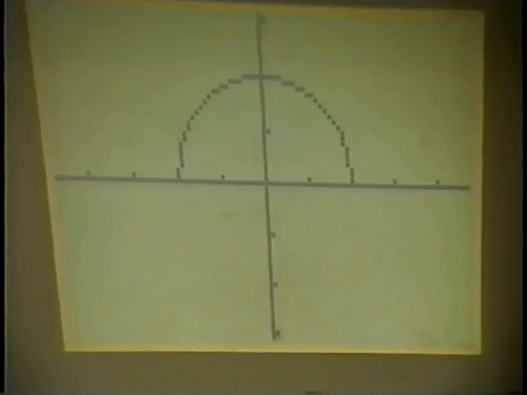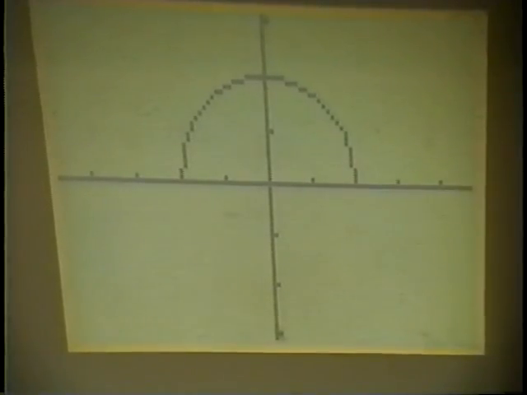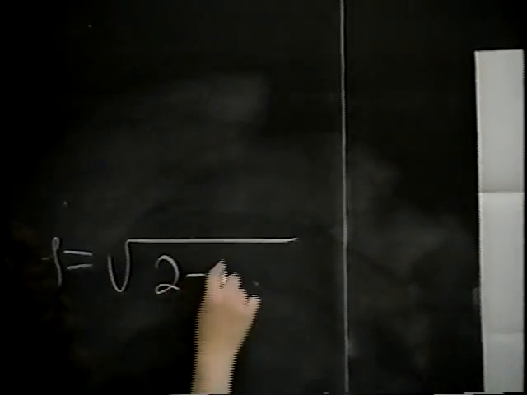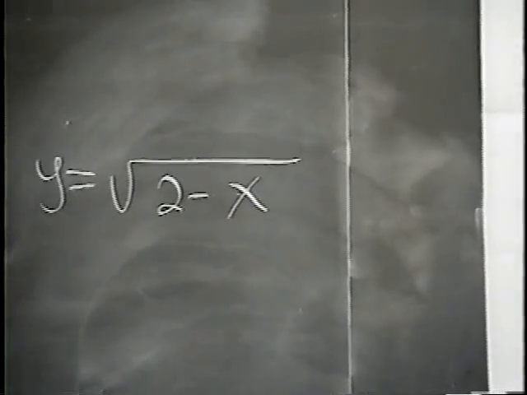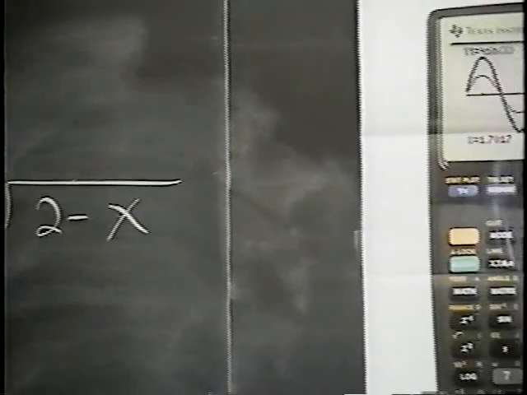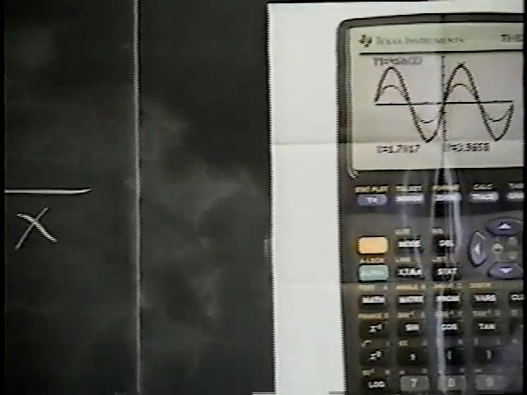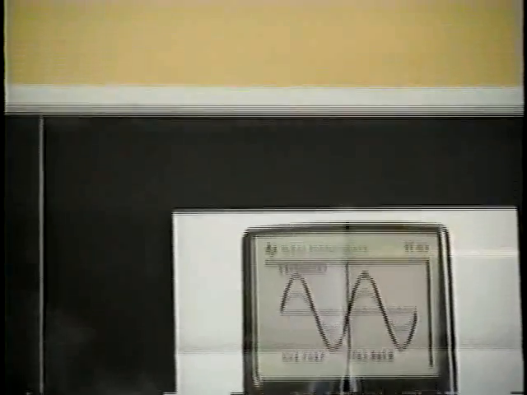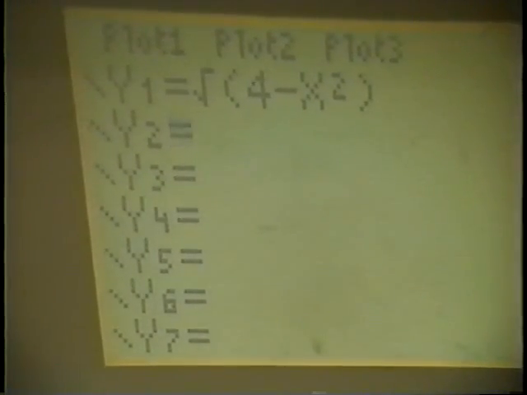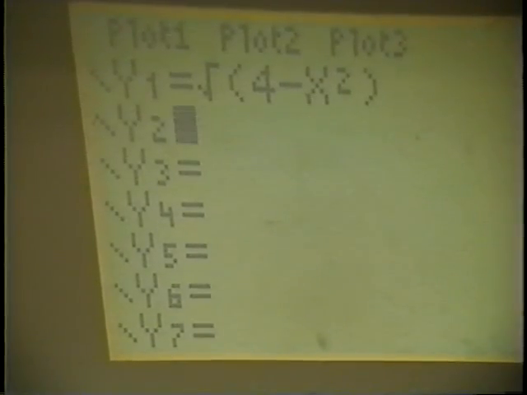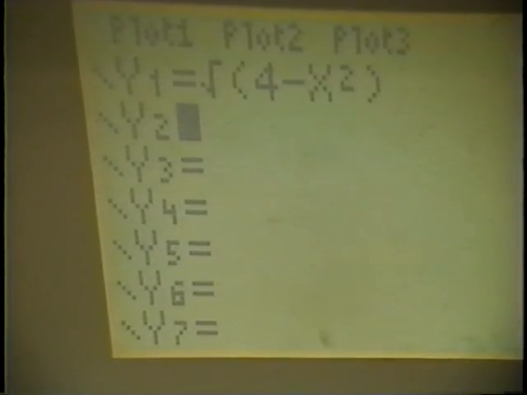Now, the next example that I'd like to do is y equals the square root of 2 minus x. So I hit y equals. Now, I don't have to erase this. If I'm not going to use it again, I can erase it. But if I just want to take the emphasis off of it, I can put my cursor over the equal sign, hit enter, and that takes the heavy equal sign off. That means don't consider this my function now under consideration. I don't have to actually erase it.